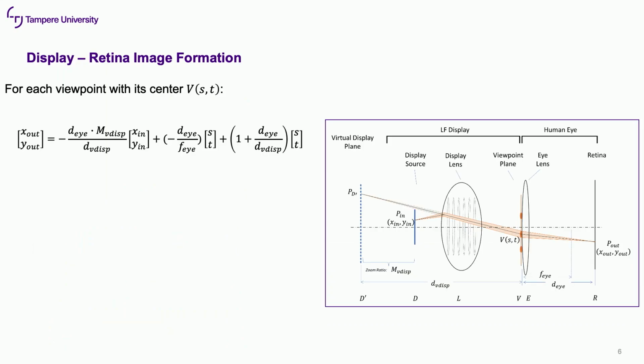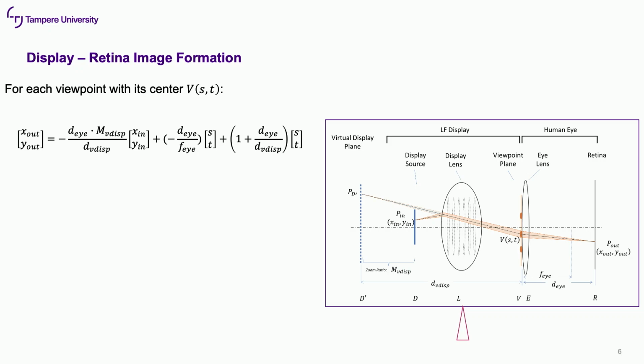To understand and characterize transverse ray aberrations, we've developed a display retina image formation model. In this diagram, we replace the simple block in our previous diagram with a practical display optics. For example, here, it's a magnifier lens stack. This stack projects the display input panel onto a virtual display with a zoom ratio.